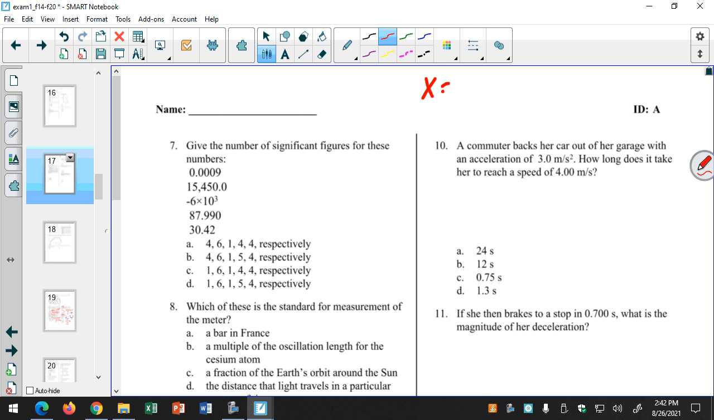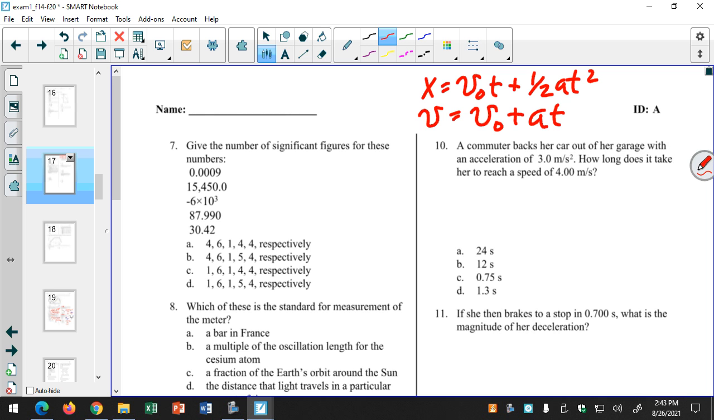They're x equals v naught t plus 1/2 a t squared. We've actually seen these equations when we've been doing some dimensional analysis. x is position, v naught is initial velocity, t is time, and a is acceleration. And then also, we have v equals v naught plus a t. I'll show you how to derive these tomorrow. So here I have a commuter. She's backing her car out of the garage with an acceleration of 3 meters per second squared. And I'm asking, how long does it take her to reach a speed of 4 meters per second?